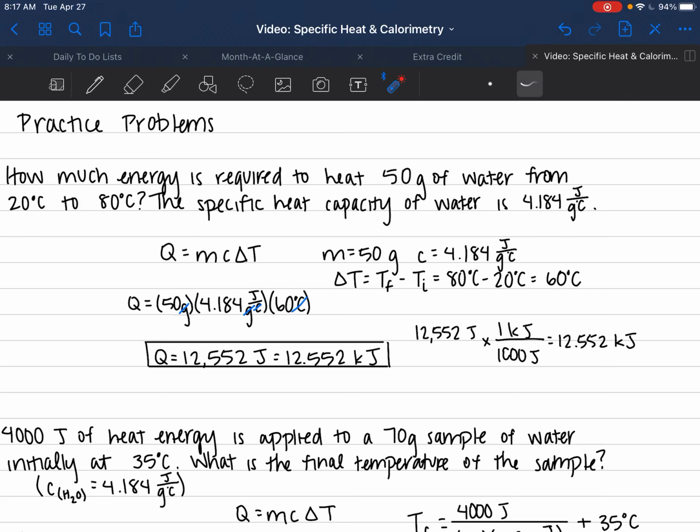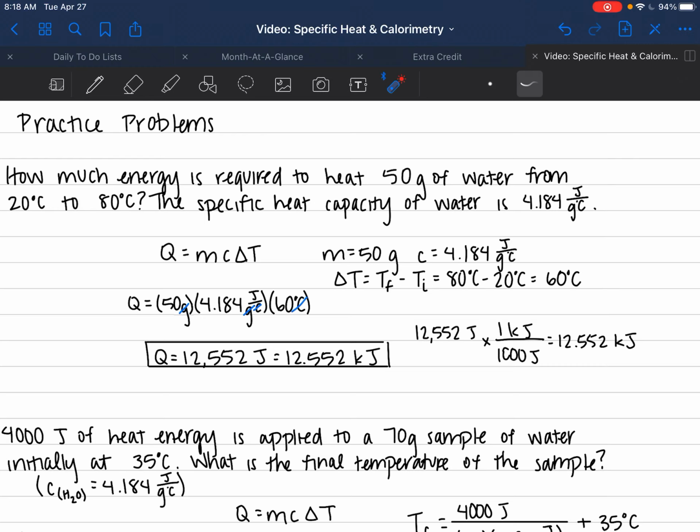First, our mass, which is that M, is 50 grams. C, which they gave us, that was the specific heat capacity, is 4.184. And then our delta T, that is our change in temperature, and it's measured in Celsius. So the first thing you need to know is that's T final minus T initial. Because our temperature is increasing from 20 to 80, 80 will be our final temperature, 20 is our initial, so 80 minus 20 is 60 degrees for that delta T.